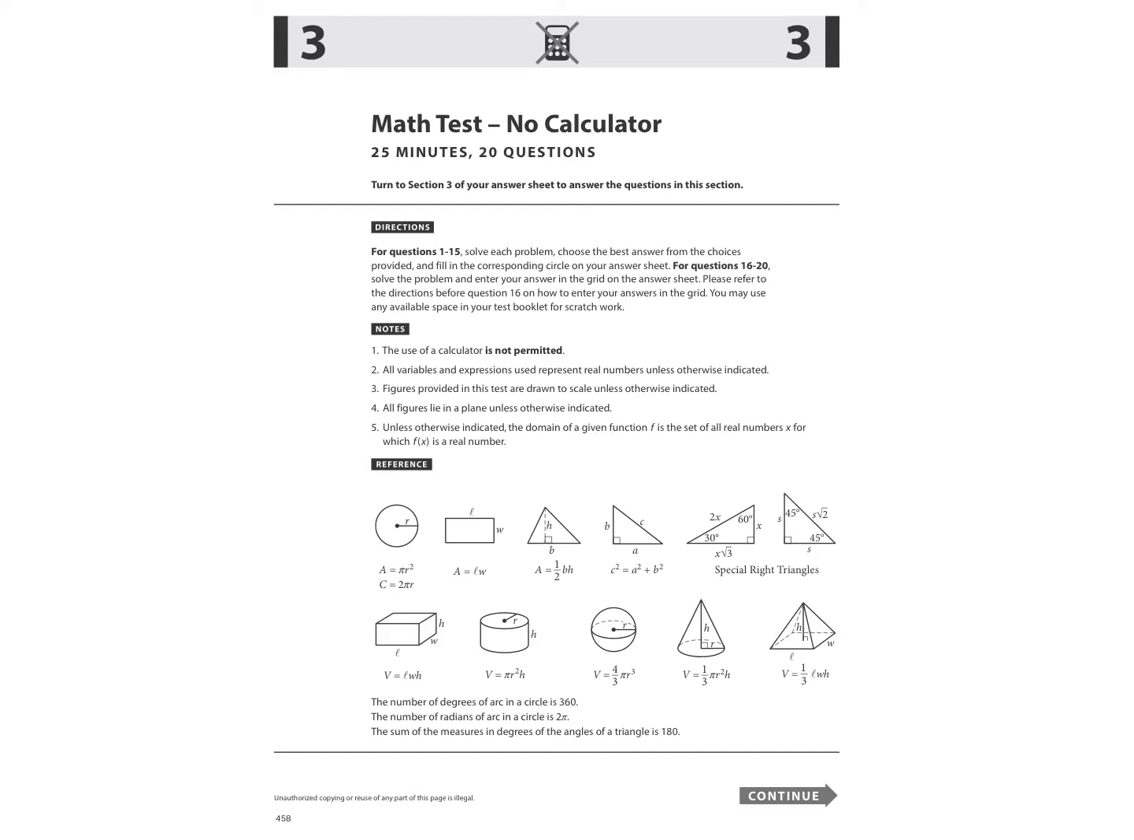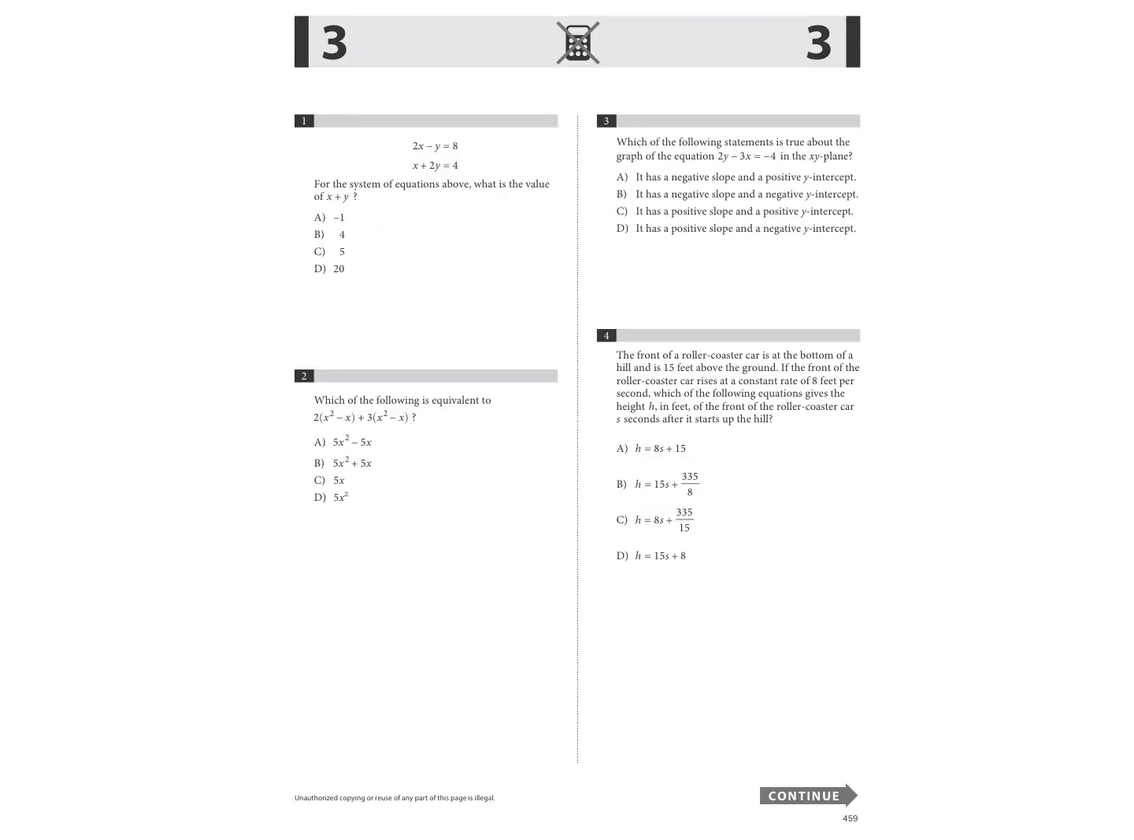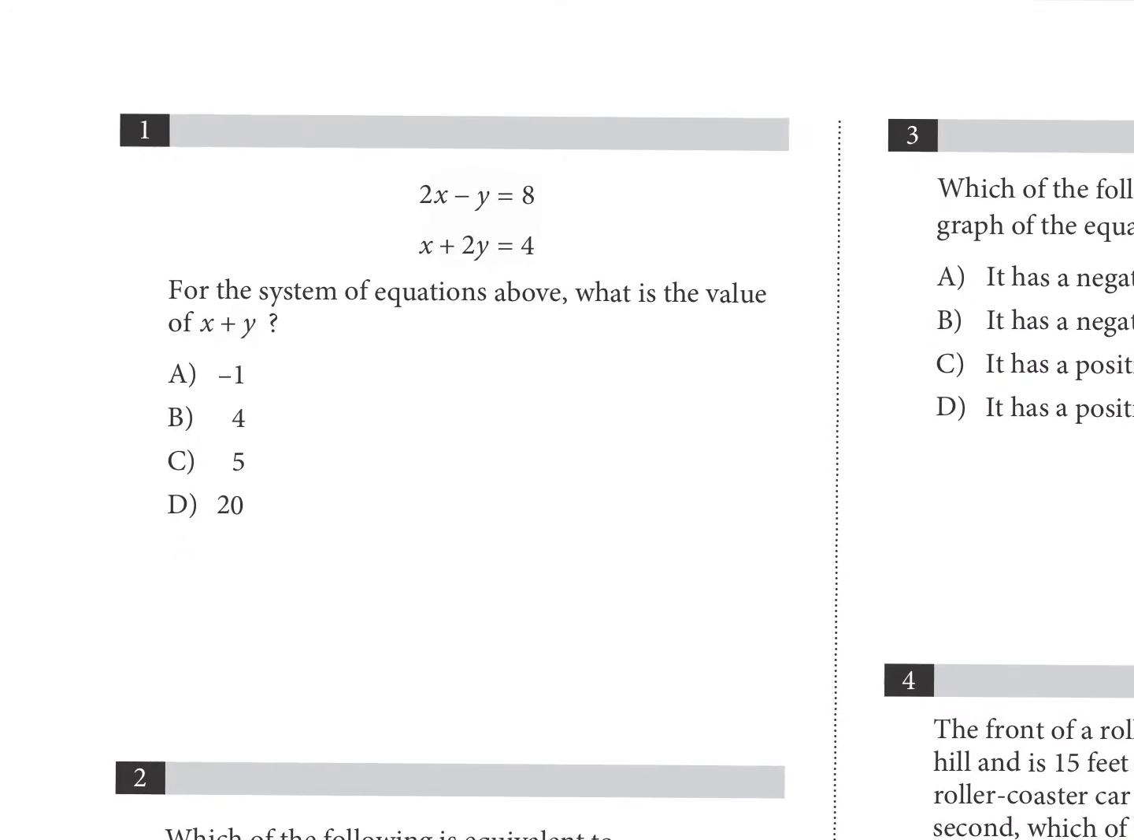All right, so we're going to look at test 9 from Khan Academy. I'm going to go through this quickly, so if you need to pause or rewind or anything, feel free to do so. First question, it looks like a system. It says, what is the value of x plus y? So this is a pretty typical question. You're going to find x and find y and then add them together.